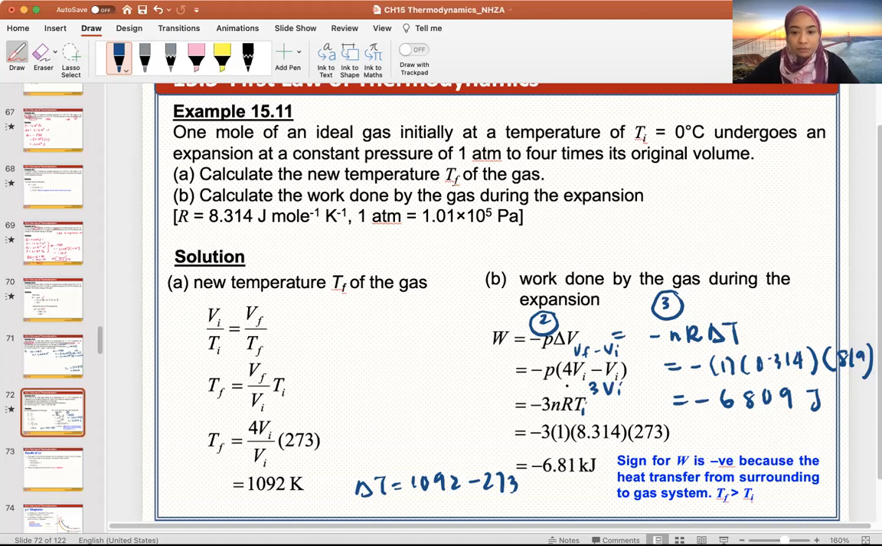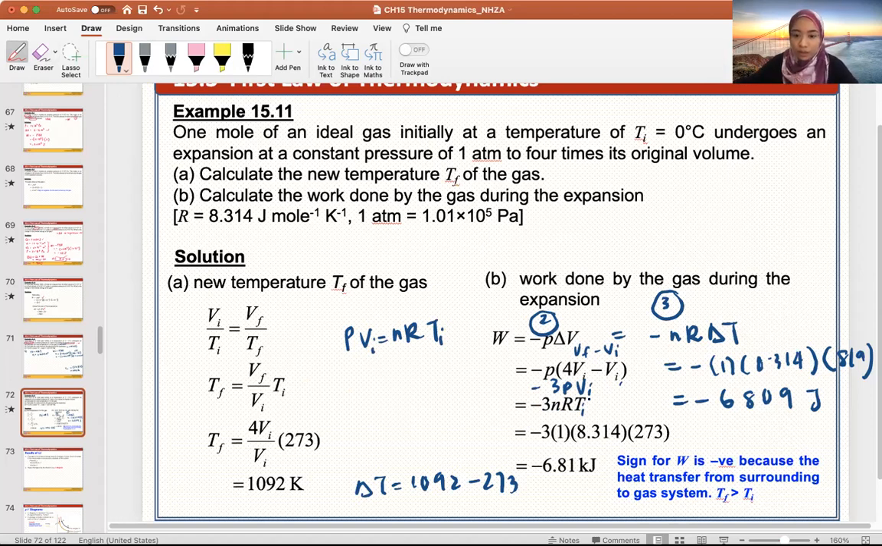And then it became 3 PVI. Over here, minus 3 PVI. We know that PV is equal to nRT. If this guy is in VI, this guy should be in VI, TI as well. So now I substitute 3 nRTI. Okay, so this is where you need to decide. I mean, this is how you know that you need to use the initial temperature.